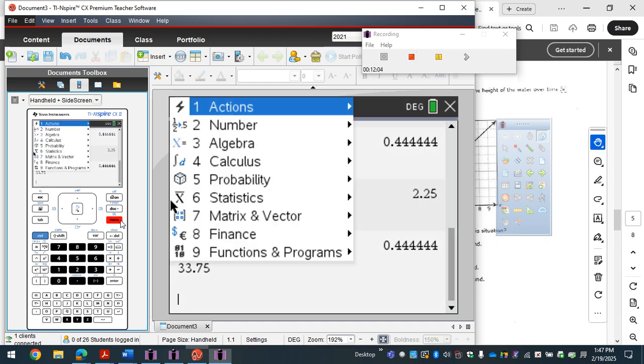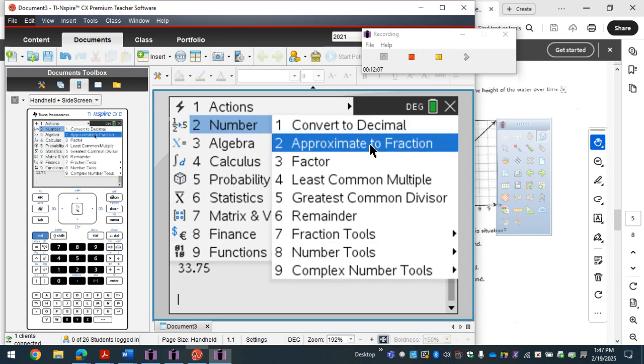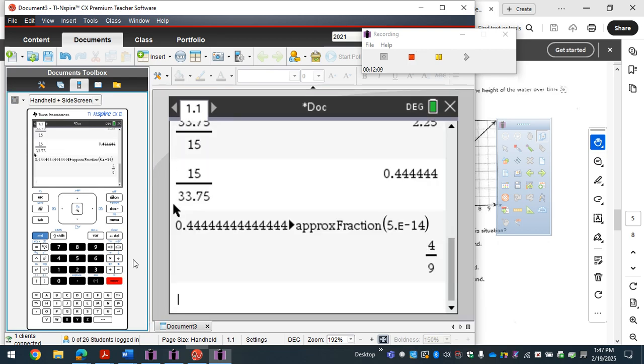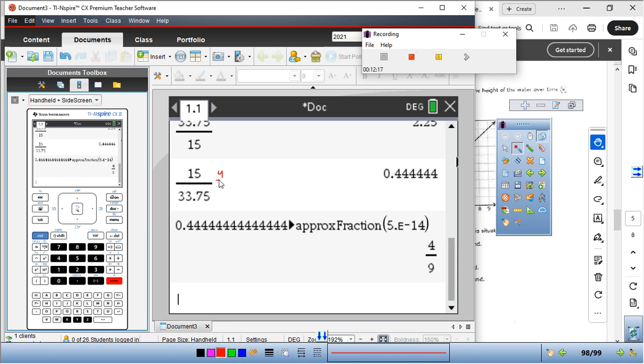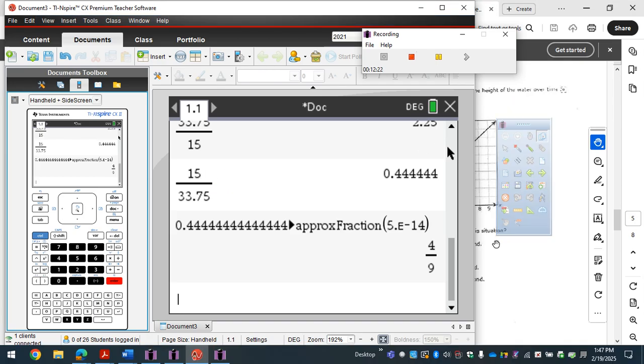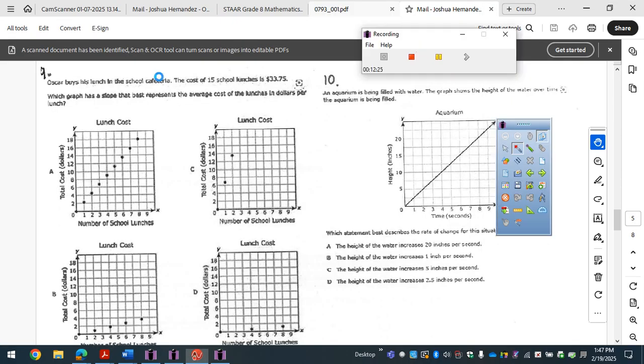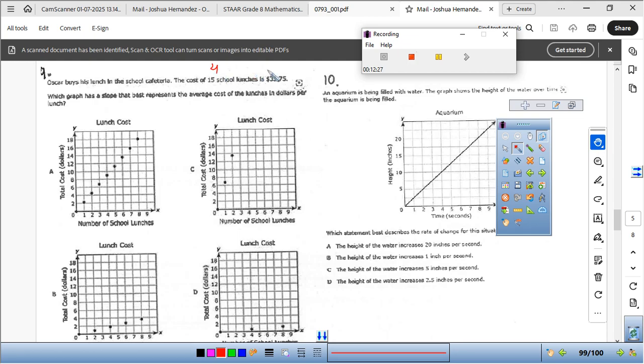And I want to go back and change it to a fraction. Number, fraction, enter. So 4 over 9. I don't know why that one gave me a decimal, all because I put a decimal in here. So the 15 becomes a 4, and this one becomes a 9. So this one's going to be bracelets or lunches. 15 school lunches. So 4 lunches to 9.